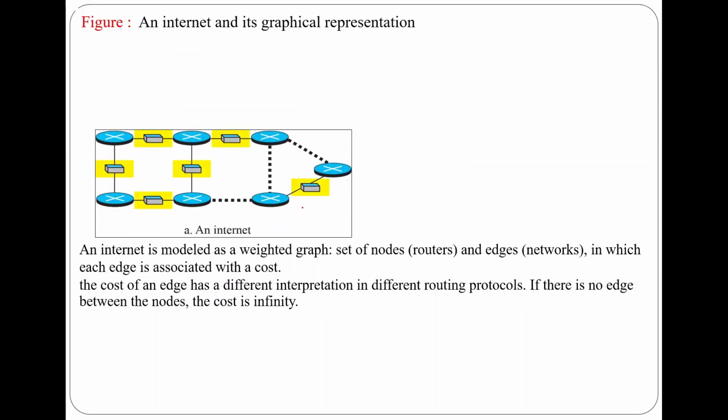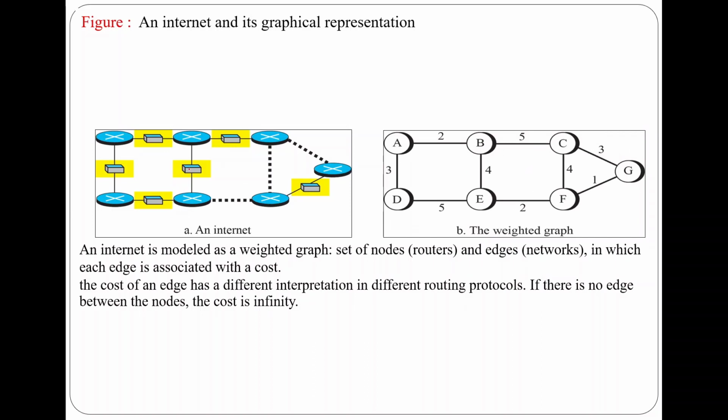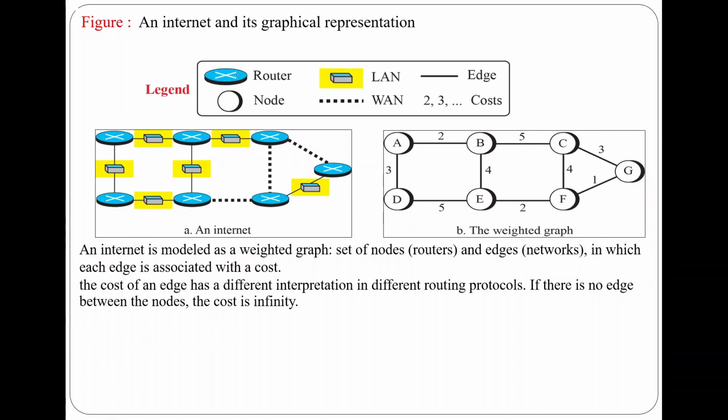We can see the graphical representation of the internet. We will have the router devices and some LAN devices. You can see the picture here. These are the routers. These are the LANs. These are the WANs, and these are the nodes.